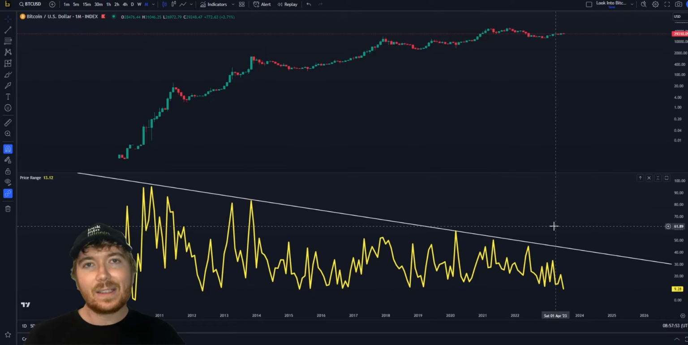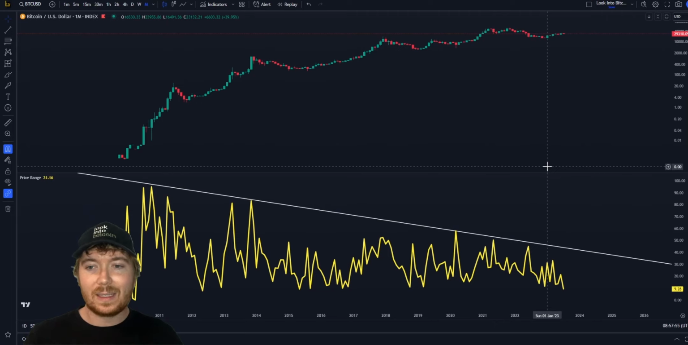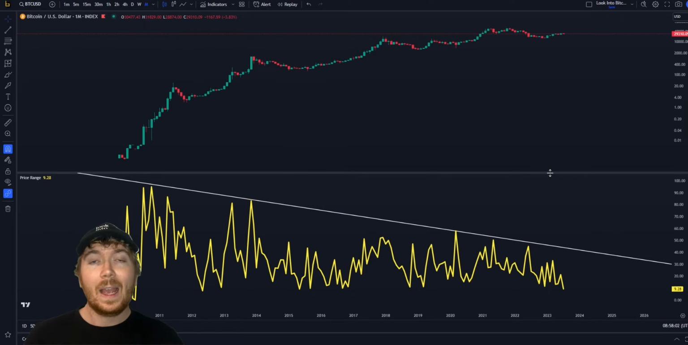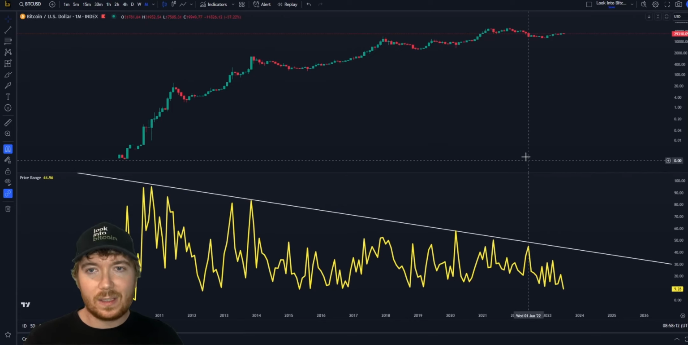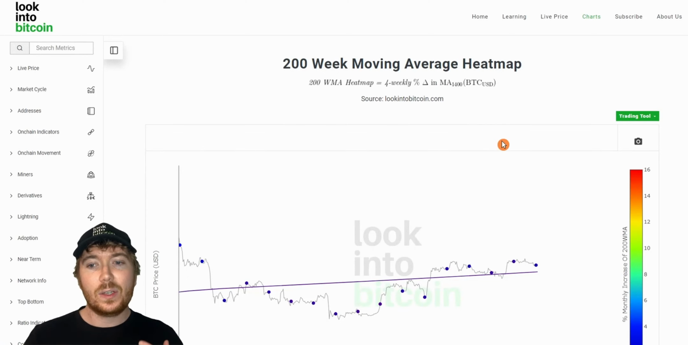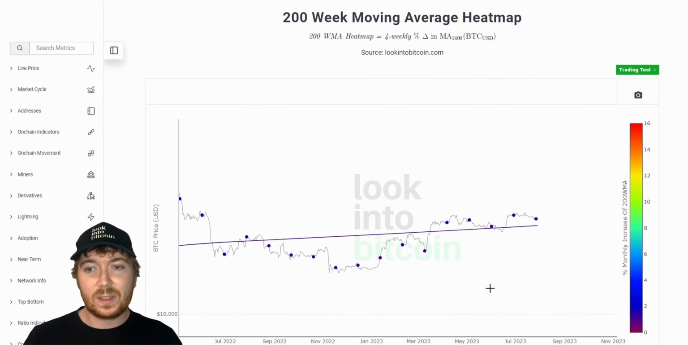So we may not see as volatile moves as we have previously, but again, just looking at all the metrics, it does look like we may see a volatile move sooner rather than later. And like we said, if we are to see a volatile move, rather than just blindly guessing which direction we believe it's going to be in, because sometimes it is just a bit of a coin flip, what we need to do is prepare for each circumstance. So if we look at something like the 200 weekly moving average heat map, what I've just done is zoom in so we can see it up close and personal.